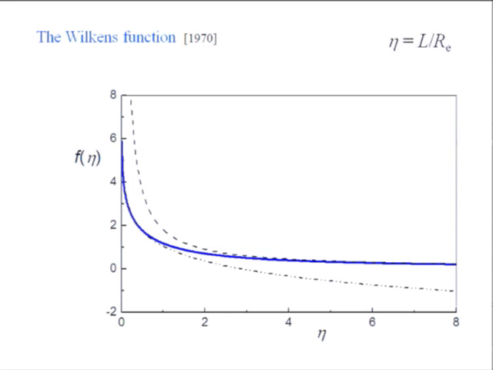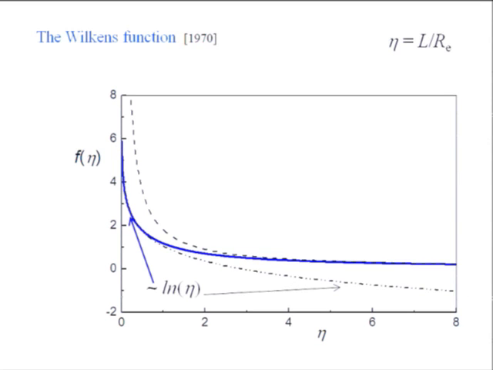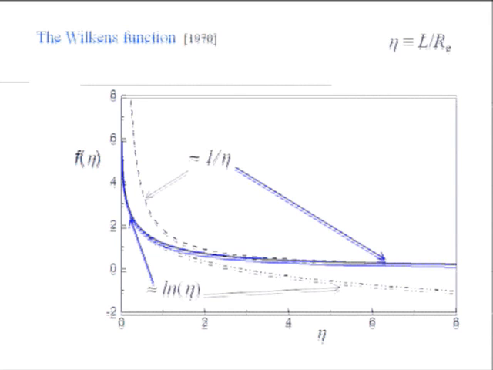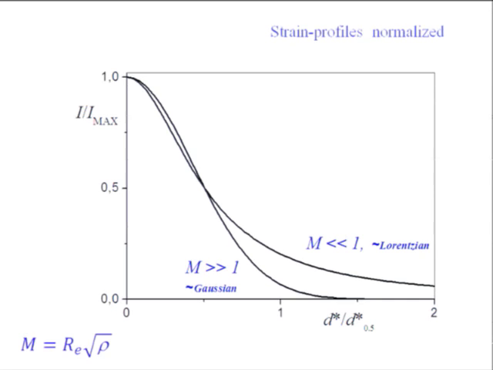Now this is the functional form of this Wilkens function. The blue curve is the true function. It cannot be given analytically. It contains two asymptotic regions. For small Fourier variable values, it is logarithmic, and for large Fourier variables, it is hyperbolic, and the two are combined to give this function. So this is very essential for the strain broadening if you want to make it into a profile.